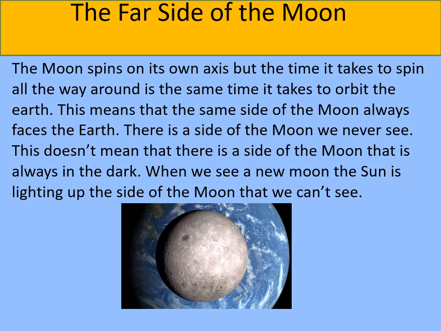This doesn't mean that there is a side of the moon that is always in the dark. When we see a new moon, for example, the sun is lighting up the side of the moon that we can't see.